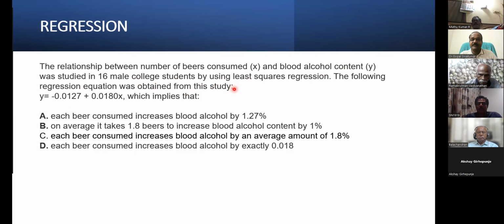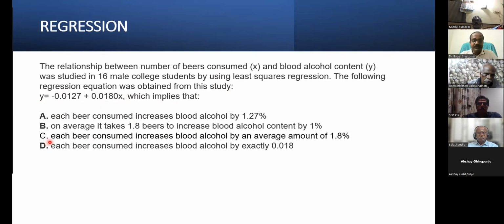They were analyzed using least square regression, and this is the following equation: y equals minus 0.0127 plus 0.0180x. What does this mean? Here the x variable is the number of beers you consume, and the y variable is the amount of alcohol content in your blood. Now, which statement holds good?